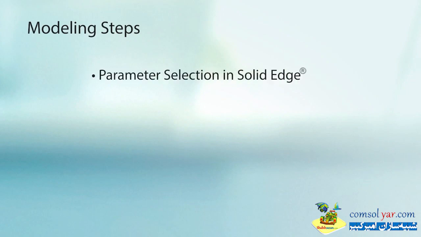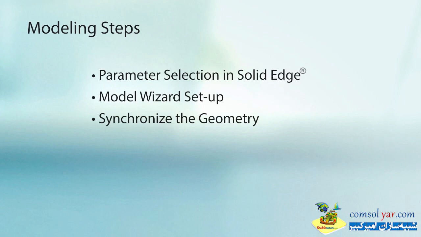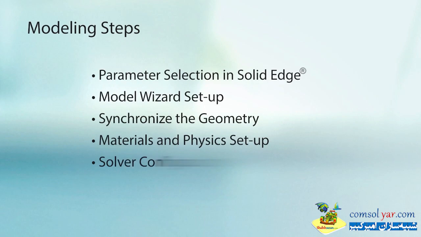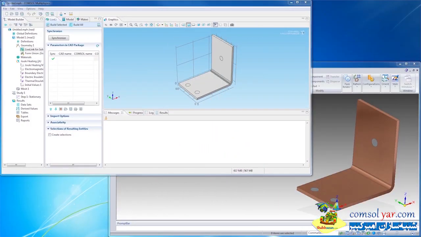While setting up this simulation, I will go through the following steps: finding the dimensional parameters in the SolidEdge design, initializing the simulation in the model wizard, synchronizing the geometry and parameters, defining the materials and the physics, configuring the solver, and evaluating the results. While modeling with LiveLink for SolidEdge, both COMSOL Multiphysics and SolidEdge are running on the computer to allow for the geometry synchronization between the programs.